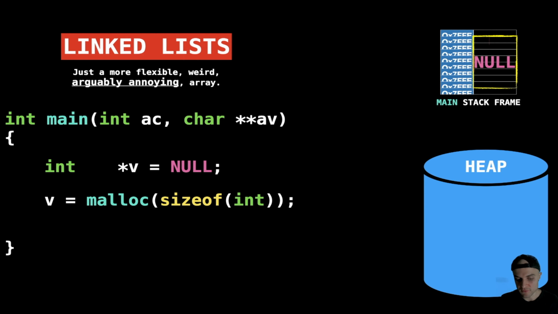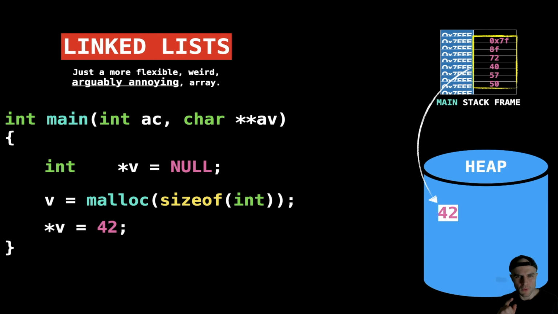So the scenario is this. Now my pointer has this value and is pointing in the heap. What are we gonna do with that? Well, I simply say *v is equal to 42. Easy peasy, right? Now, what if I want to create a chain of integers?